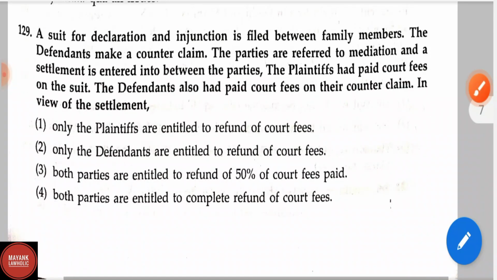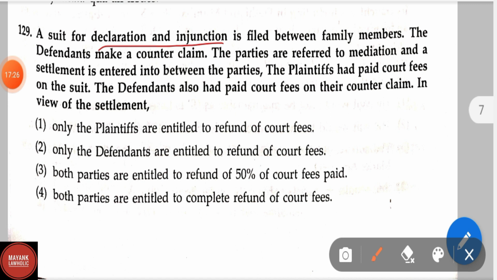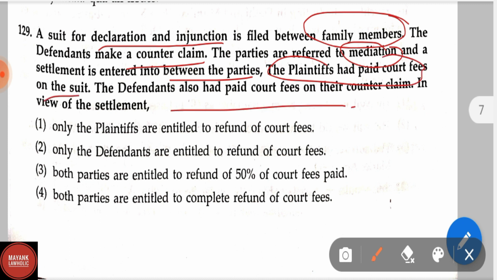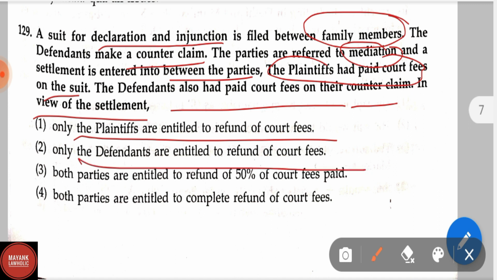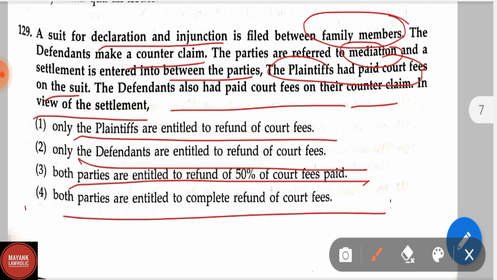Now let us see question number 129. A suit for declaration and injunction is filed between family members. The defendants make a counterclaim. The parties are referred to mediation and a settlement is entered into between the parties. The plaintiffs have paid the court fees on the suit. The defendants have also paid the court fees on their counterclaim. In view of the settlement, the options are: only the plaintiffs are entitled to a refund of court fees; only the defendants are entitled to a refund of the court fees; option 3, both parties are entitled to a refund of 50% of the court fees paid; and option 4, both parties are entitled to a complete refund of the court fees. Here the correct answer is option 4, both parties are entitled to a complete refund of court fees.